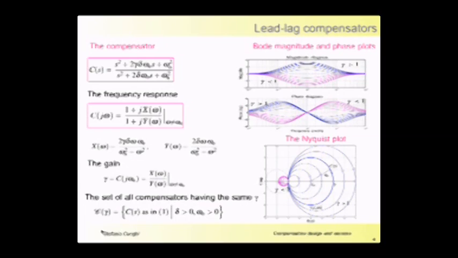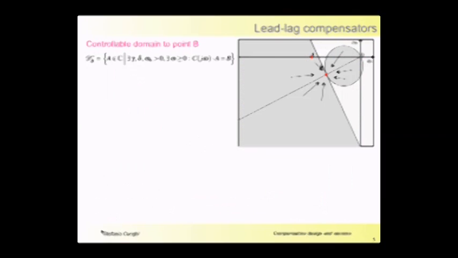Well, I'm going to illustrate the method only in the case of lead lag regulators. In the slide, we can see the form of the compensators and the Bode and the Nyquist plots. Note that the Nyquist plot is a circle that depends only on the gain gamma of the regulators. So we can define the controllable domain to the point B as the set of all the complex points that can be moved to point B by the regulators. It is shown in gray in the picture.